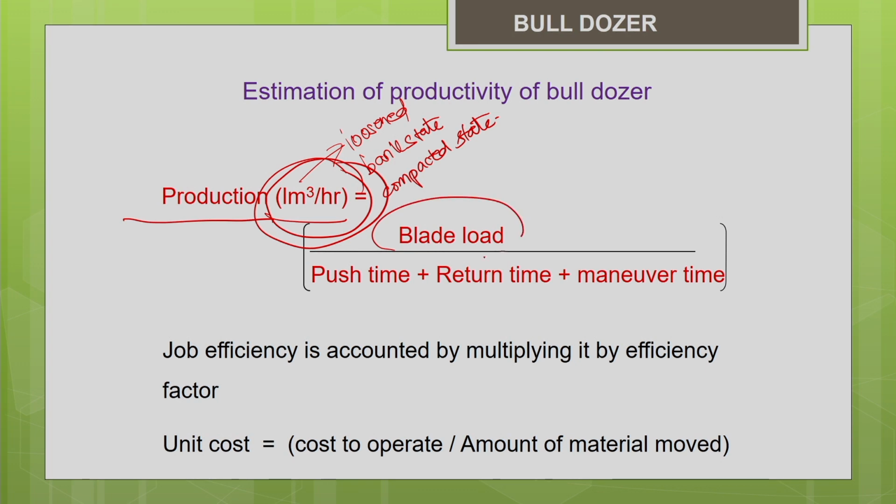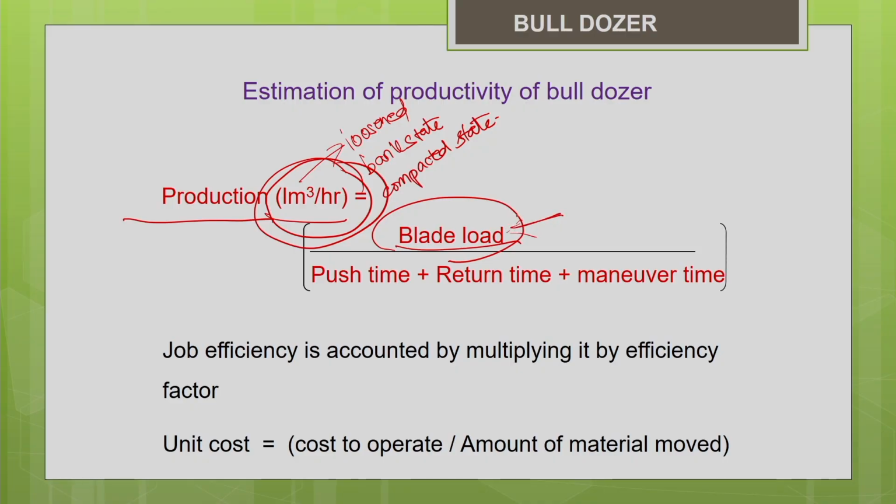It is nothing but your blade load divided by the cycle time. So, how to determine the blade load? Just now we discussed. You can get it from the manufacturer, what the blade capacity is, or from your own past experience, or you can do the field measurement yourself, find the dimensions of the pile of material lying in front of the blade and determine the blade capacity. This is how you determine the blade load. And the cycle time is made up of push time, return time and the maneuver time. The push and return times are variable and the maneuver time is fixed.